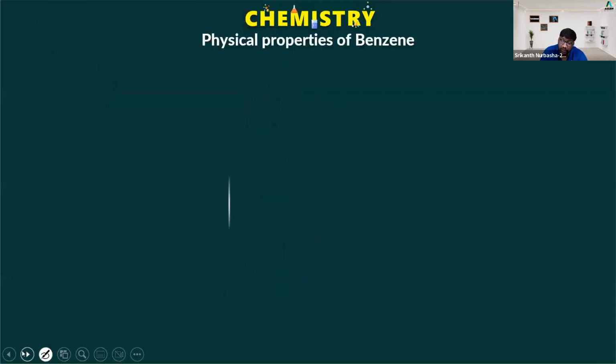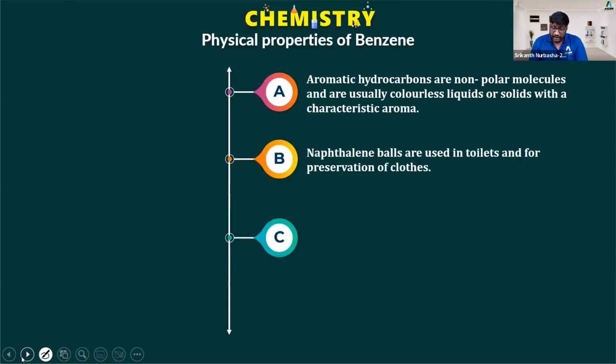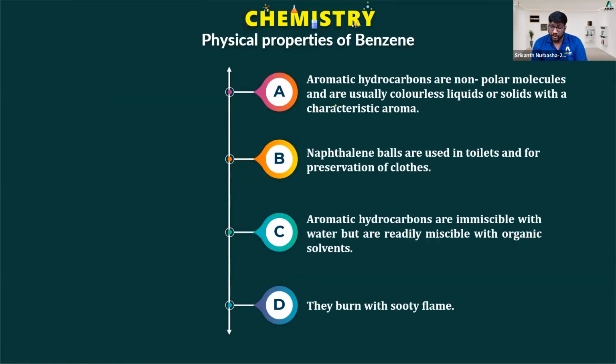Right? Physical properties of benzene. Aromatic hydrocarbons are non-polar molecules and are usually colorless liquids or solids with a characteristic aroma. That is why they are called aromatic. Naphthalene balls are used in toilets and also for the preservation of clothes. We use them in our homes also.